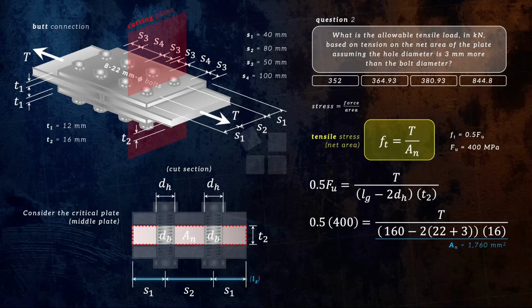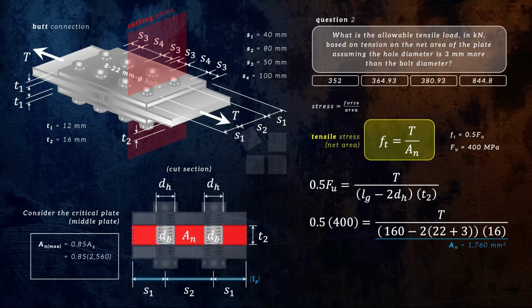exactly 1,760 square mm. From the code provisions, we have what we call the maximum net area, AN max, which is simply 0.85 of the gross area, AG. From the previous question, we can calculate the value of AG to be exactly 2,560. Solving now for AN max would give you a value of exactly 2,176 square mm. Based on the value that we just got for AN max, we can therefore say that AN is safe to use. Hence, we can proceed with our calculations a while ago to now solve for the value of T.